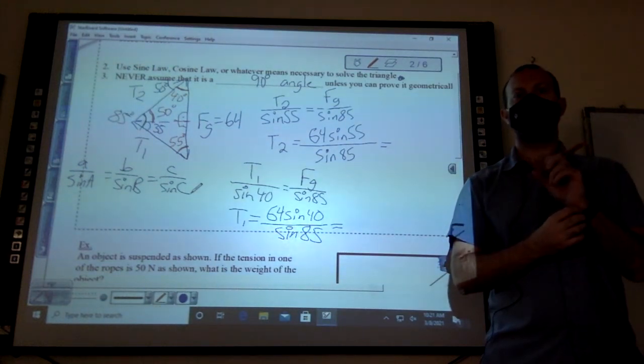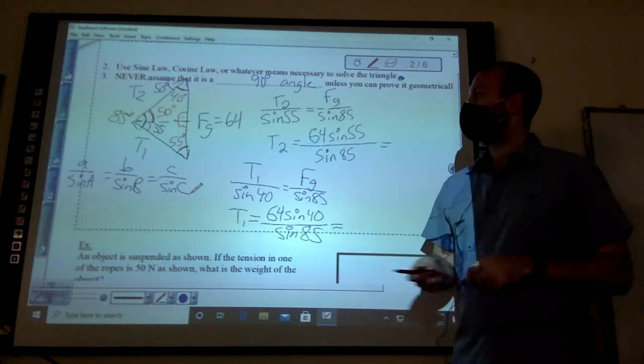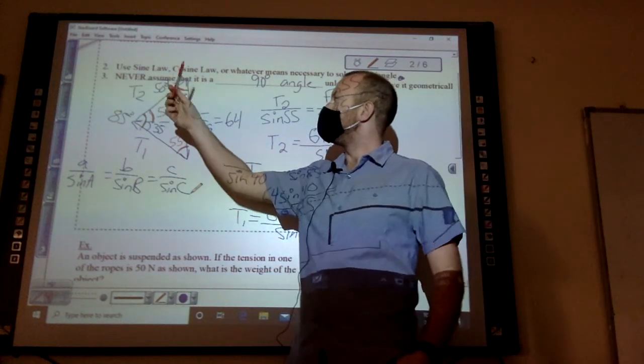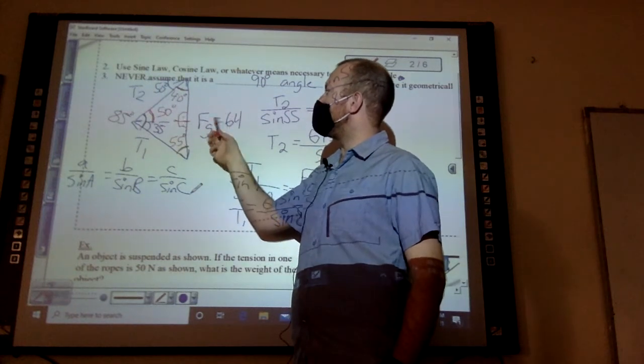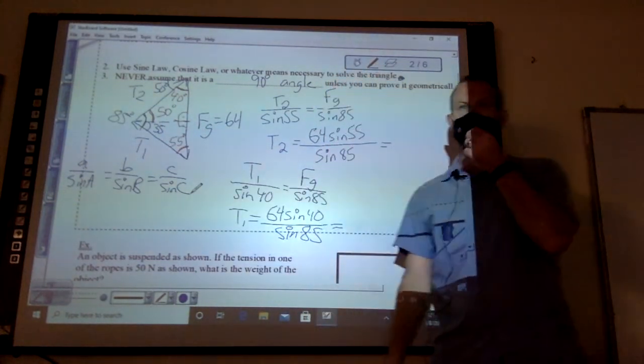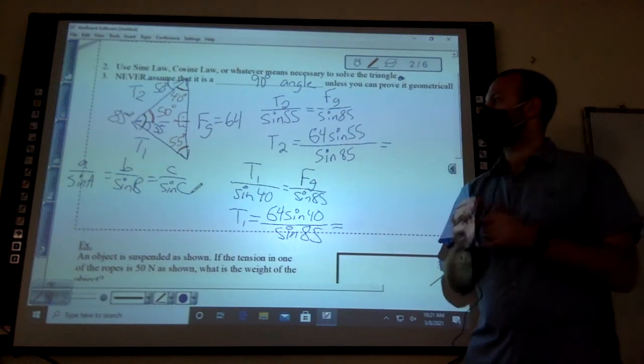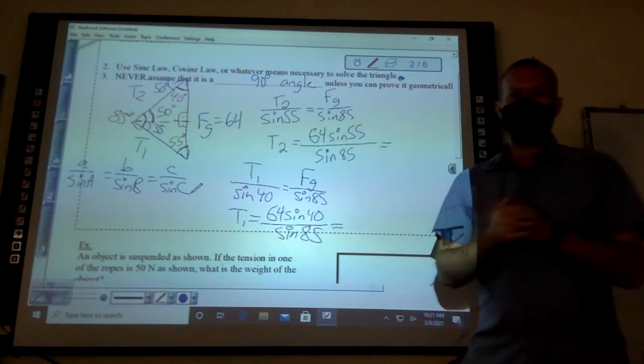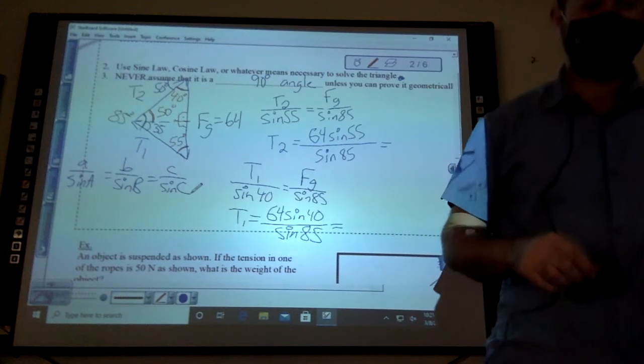Cosine? Yeah. That works too. If you want to solve for the opposite side, c squared equals a squared plus b squared, so you'd have to figure out one of the other sides first. Minus 2ab cos c. So yes, that also works.